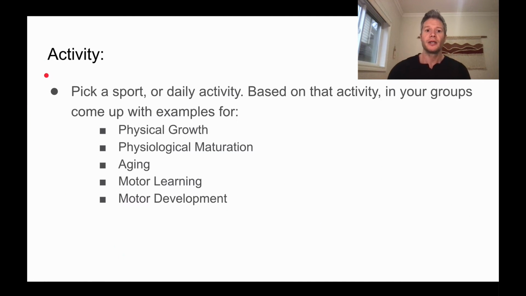Okay. So an activity, you can pause and go back and kind of review the materials right now on your own. I'm going to zip forward a little quickly. Go ahead and pick a sport or a daily activity, and then based on that activity, try to come up with an example of what in that activity would be physical growth, maturation, aging, motor learning, and motor development. Now, obviously, the examples you're going to pick will be very different. I'll give you maybe a brief example of some as we go forward, just after, and you can kind of compare.